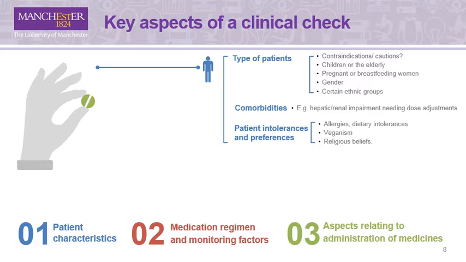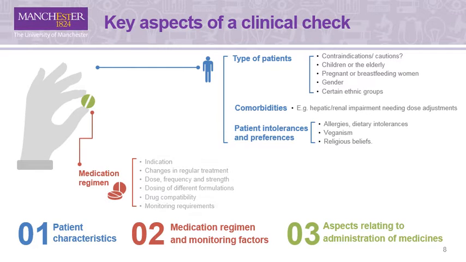After you have evaluated the type of patient that the prescription is for, the next point to consider is their medication regimen. Using a logical and structured method during a clinical check is often the best way to ensure you do not miss anything important. First, you look at the indication, ensuring that the choice of treatment is appropriate and is compatible with relevant guidelines. You then look at whether there have been any changes in the patient's regular medication. If changes have been made, you should check that they were done for an appropriate reason and not by mistake.